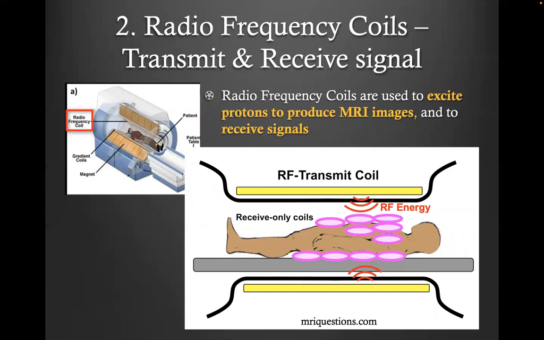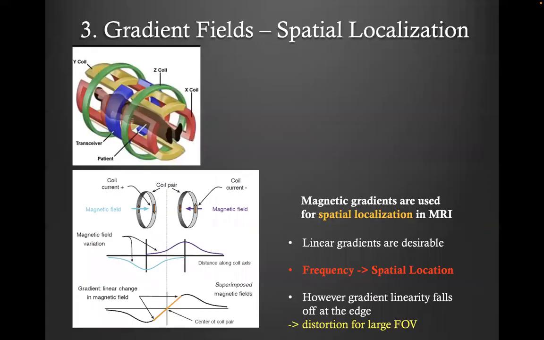And then you have your receive-only coils, which are placed much closer to the human body. And these are used to receive the MR signals.